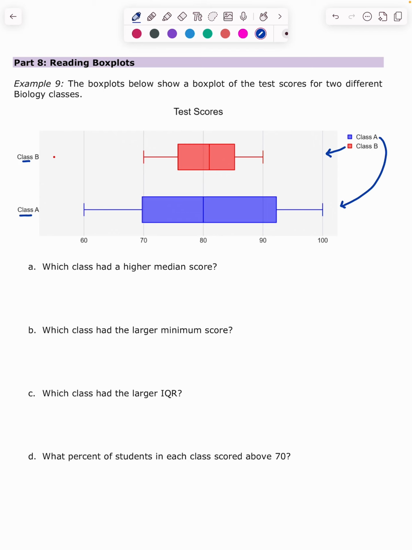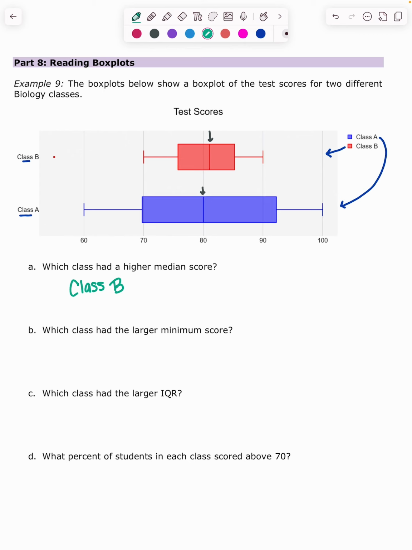So which class had a higher median score? If we recall from when we drew the box plots, the median is the line in the middle. So based on the location of the middle line, class B has the higher median score.